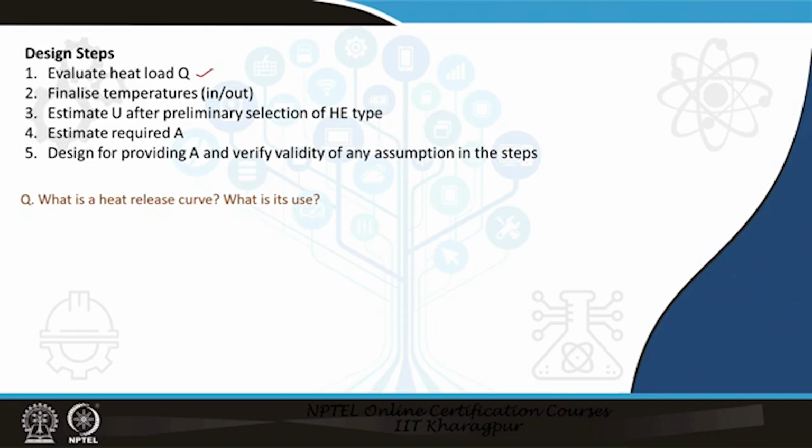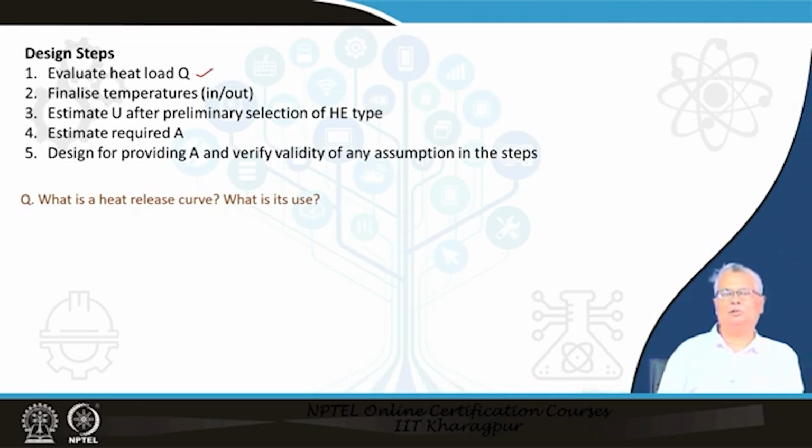When you evaluate the heat load Q, you normally will be knowing at least either the heat load or at least two of the temperatures and the flow rate and naturally the physical properties of the two fluids. That means by the end of this, you will have your 4 temperatures known to you. That means both the inlet and the outlet temperatures are known.